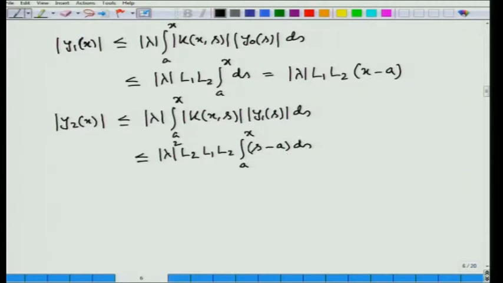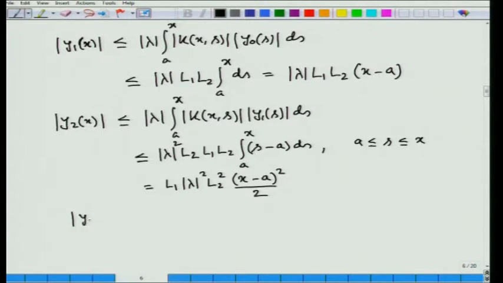because here x is greater than a, and within this integral we can recall that a is less than or equal to s, which is less than or equal to x. So we can withdraw the modulus sign from x − a when it is coming under this integral sign. After performing the integration, it comes out to be L1 |λ|² L2² (x − a)² divided by 2.